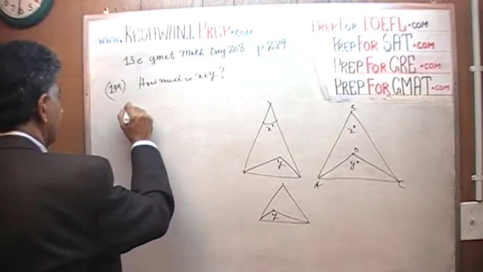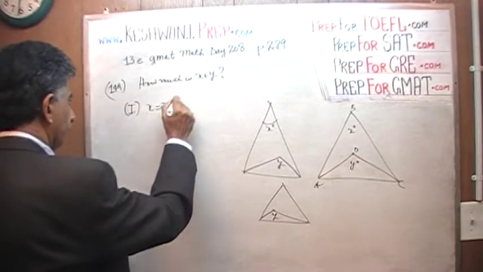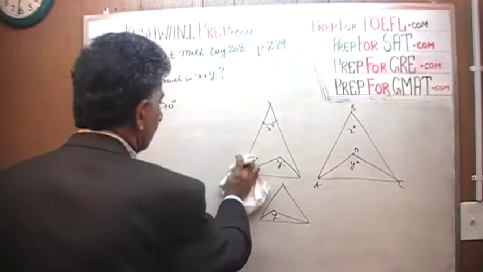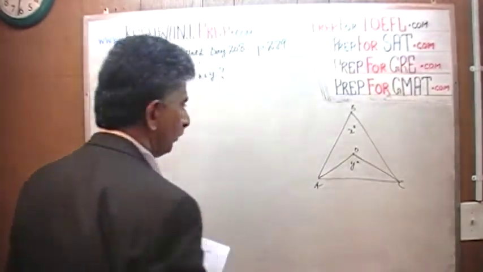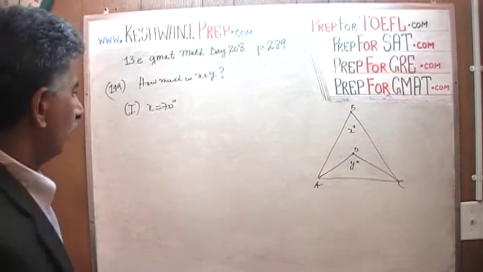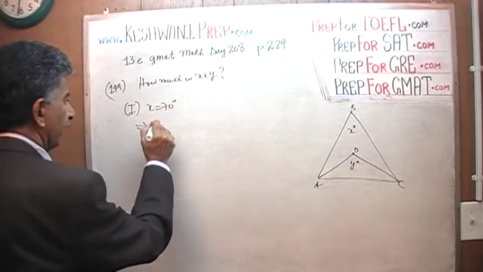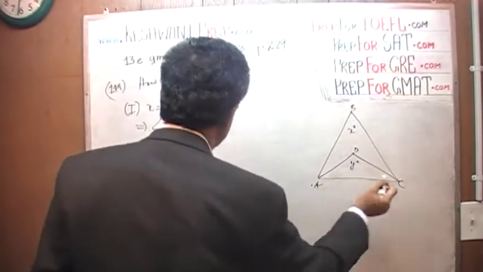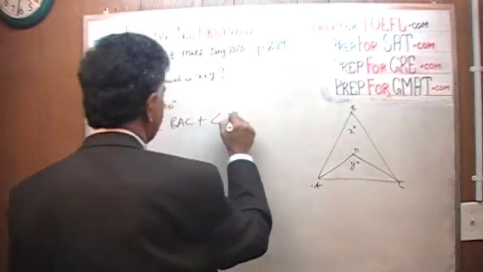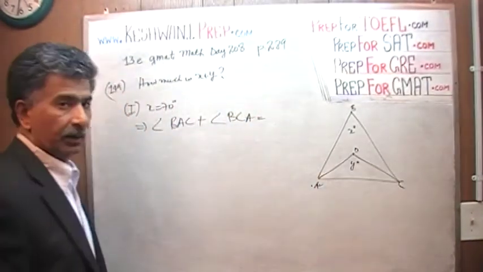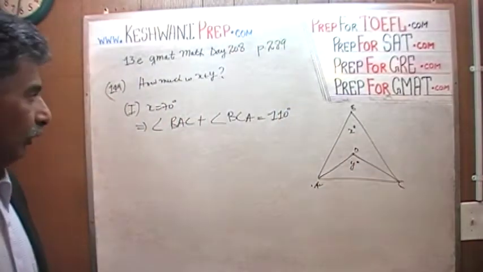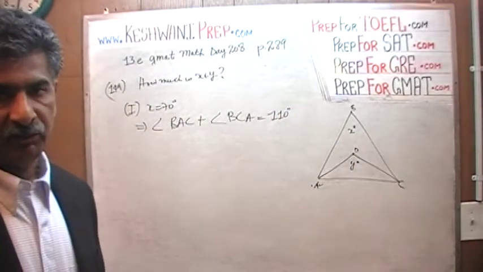In the first statement, they tell us that x equals 70 degrees. X equals 70 degrees. What can we gather from that? Is there any way to figure out what y is from knowing the fact that x equals 70 degrees? The answer is no. All this tells us is that the angle BAC plus the angle BCA must equal 110 degrees, because it's a triangle there, ABC, and that's all we can tell from there. There is nothing else we can extract from it.